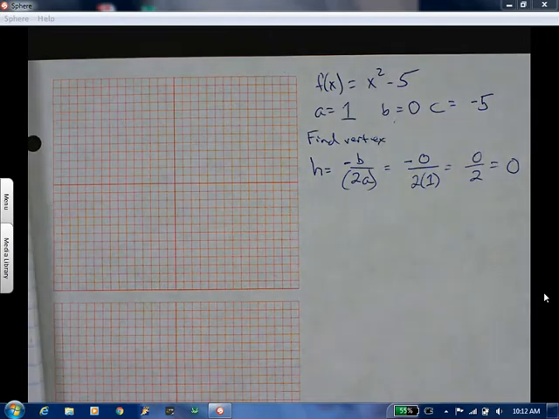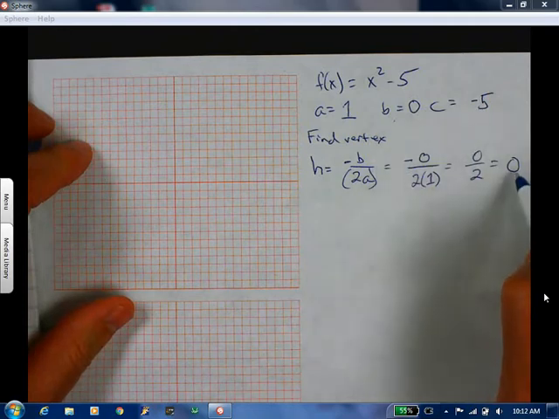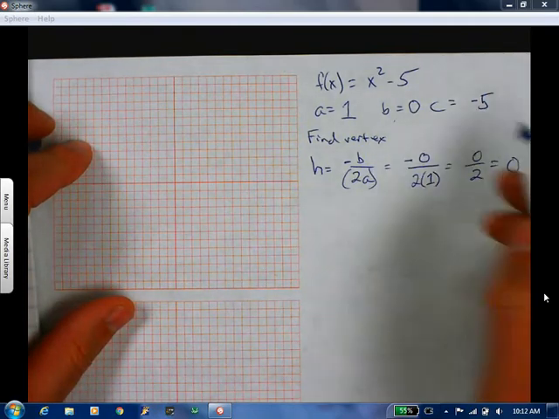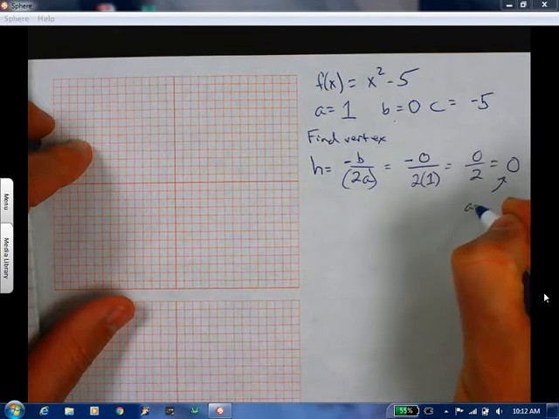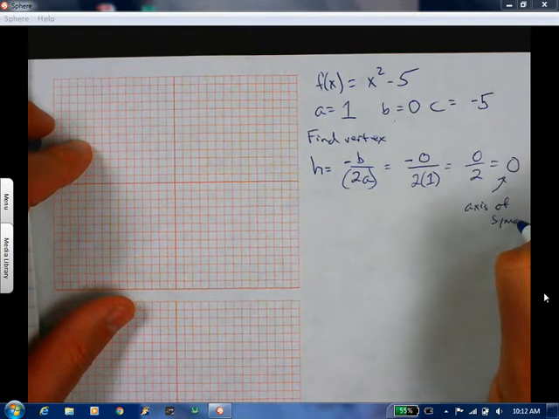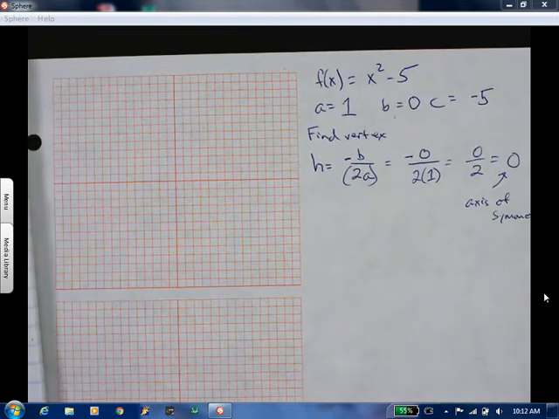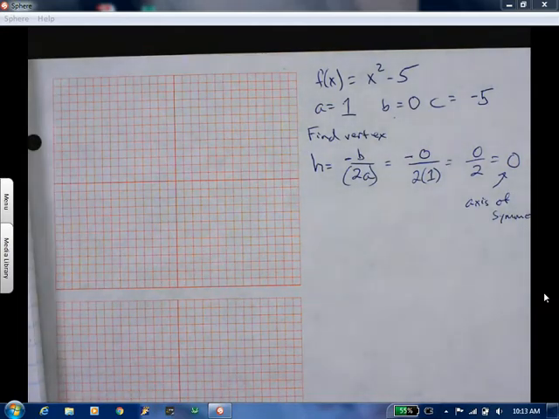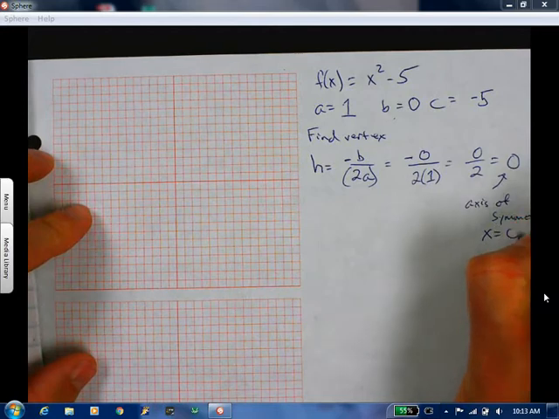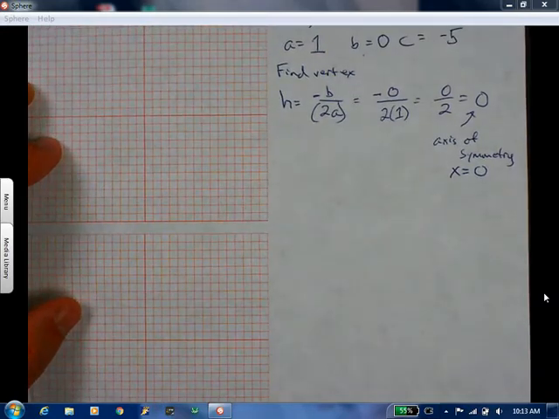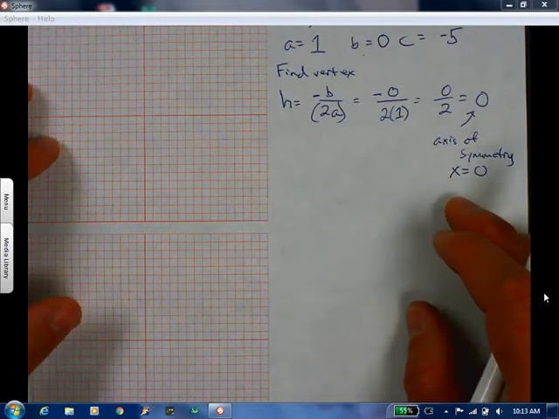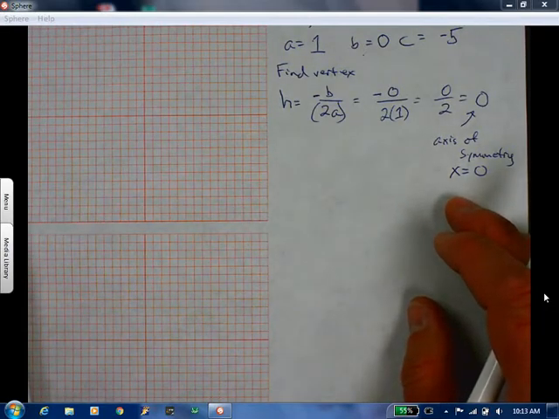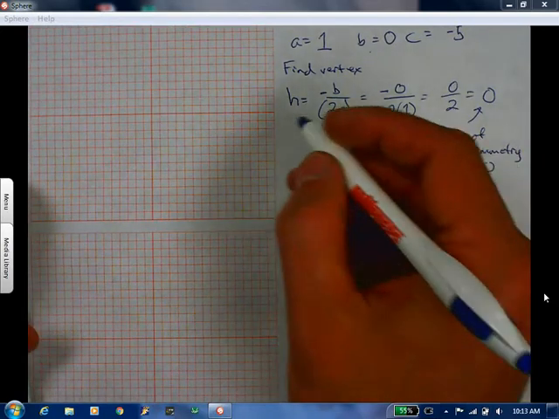So opposite of b over 2 times a, you work that out, we get a 0. So our h value is 0. This is also going to be our axis of symmetry. Just so you know, you just found your axis of symmetry as well. So we'd say x equals 0 for the axis of symmetry. So if it's x equals 0, is that a vertical or horizontal line? Vertical.